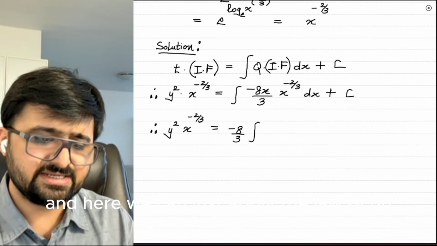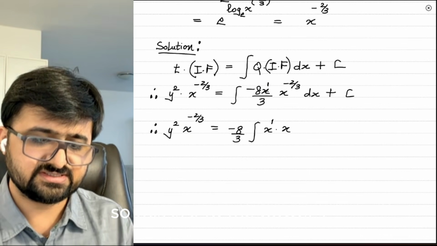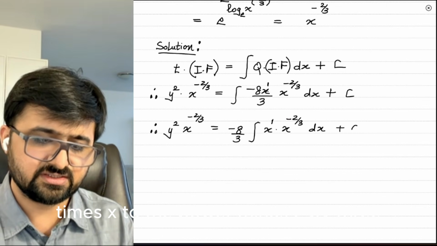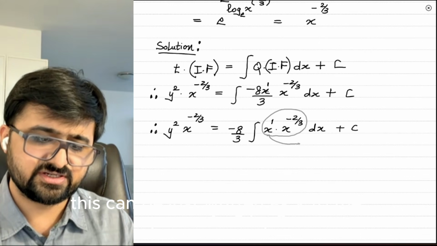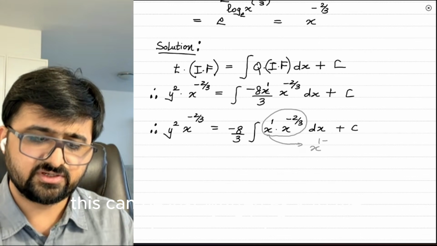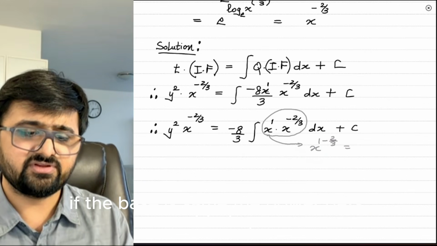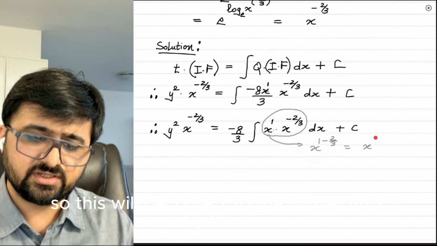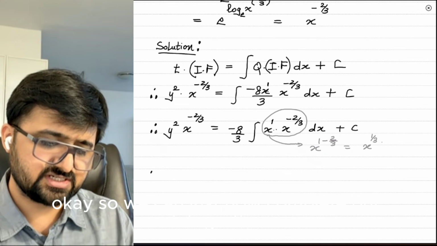integration of, and here we can just apply the law of indices. So this is x to the power 1 times x to the power minus 2 by 3. This can be written as x to the power 1 minus 2 by 3 by the law of indices. Okay, if the base is same, the power gets added up. So this will become x to the power 1 by 3. Okay, so we can just now complete our integration.